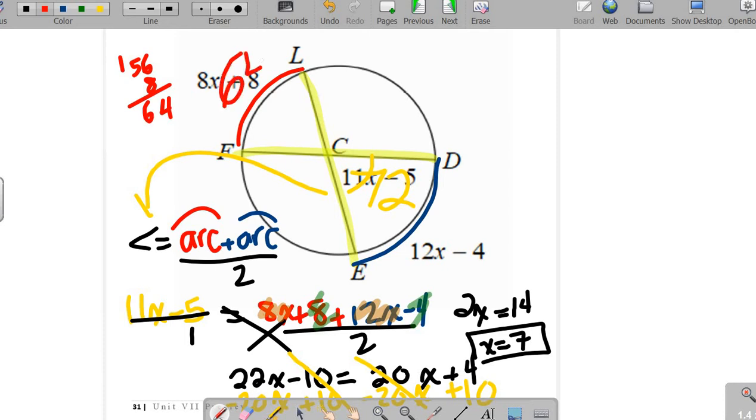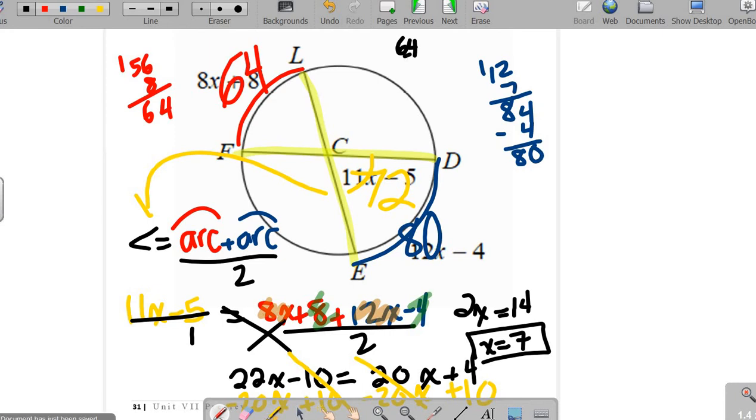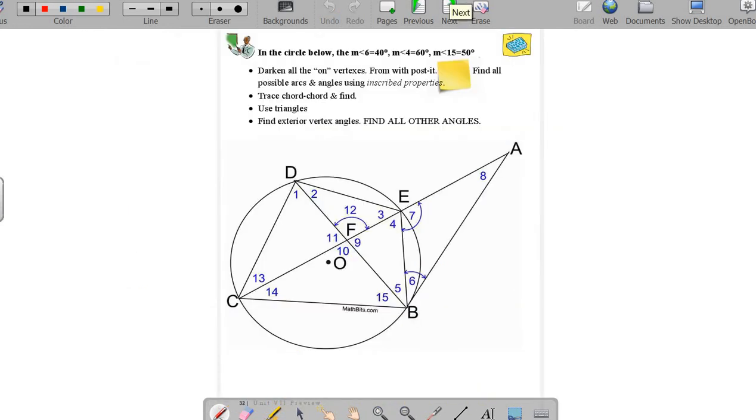So that gets us 64 here, and then coming over here to the blue, that's going to be 12 times 7. It's 84 minus 4 is 80. So now we check. 64 plus 80 is 144 divided by 2, and there's your 72. You know you're correct. That's your check. So that's one type of thing, is using algebra and the equations to solve.